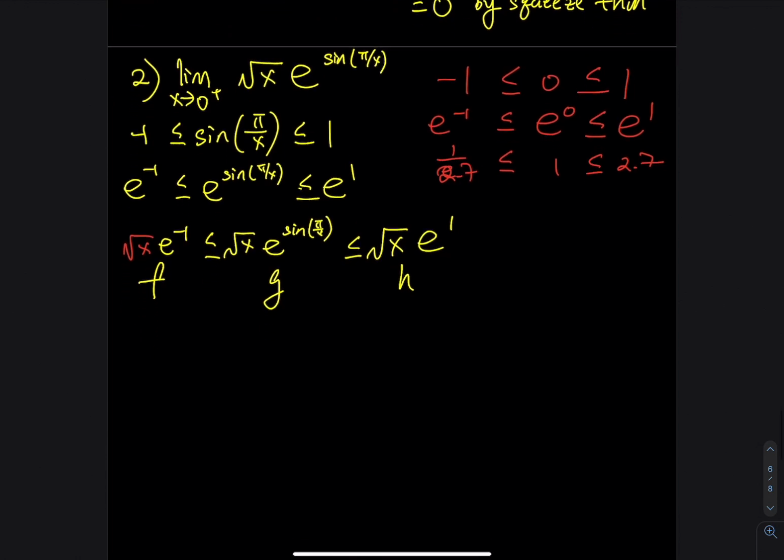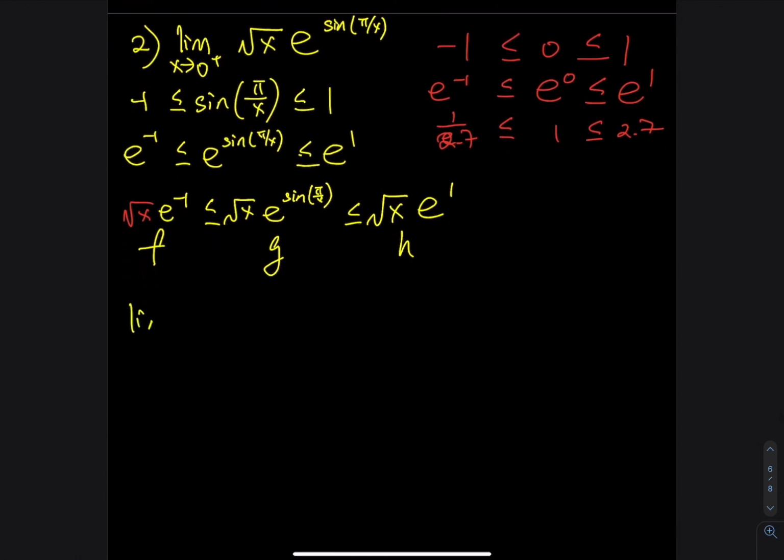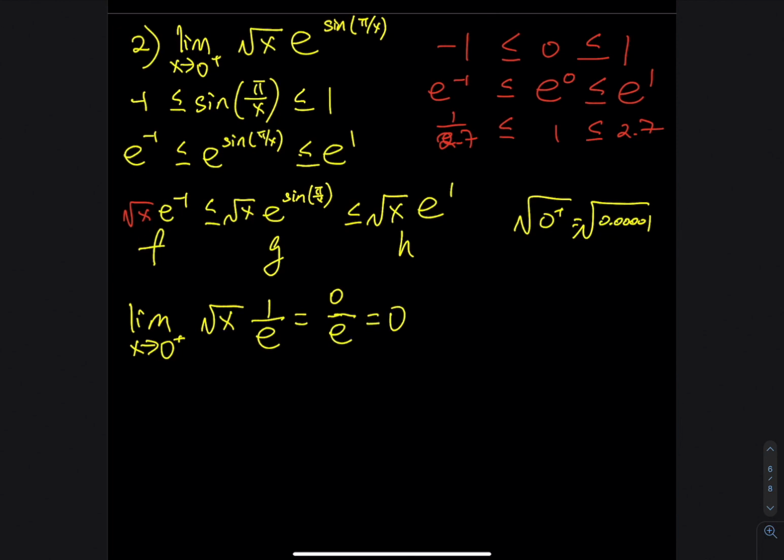Let's check out the limit of f and h. So we have the limit as x approaches 0 from the right of square root of x. This is defined. Square root of 0 plus is just the square root of a little bit more than 0. All right, it's close to 0, but at least it is defined. So that is 0 divided by e, which is equal to 0.